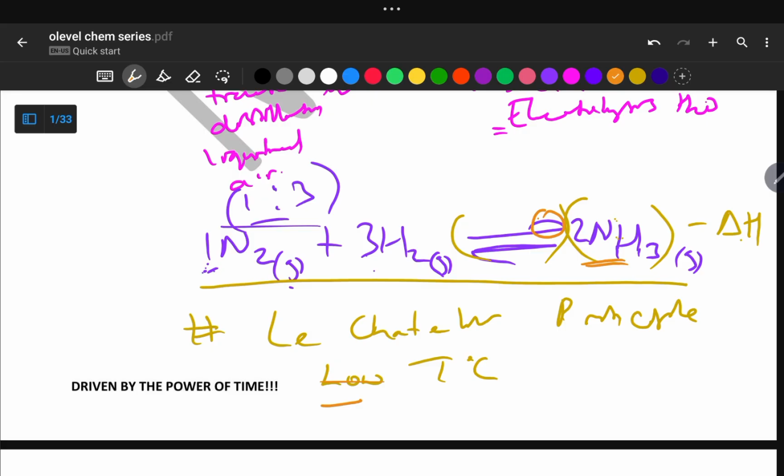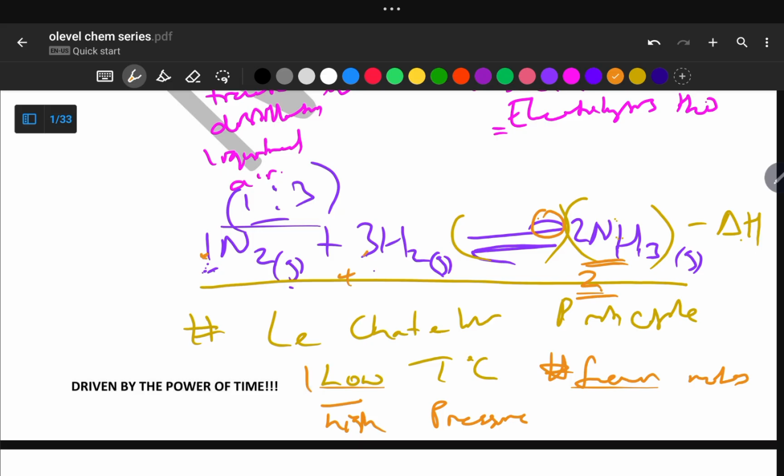And then we have 1 plus 3, so 4 moles of gaseous molecules here, and here we have 2, meaning we are going to use high pressure. If you increase pressure, according to Le Chatelier's principle, the equilibrium position will shift to the side with fewer gaseous molecules. This is the principle we discussed in our previous session.